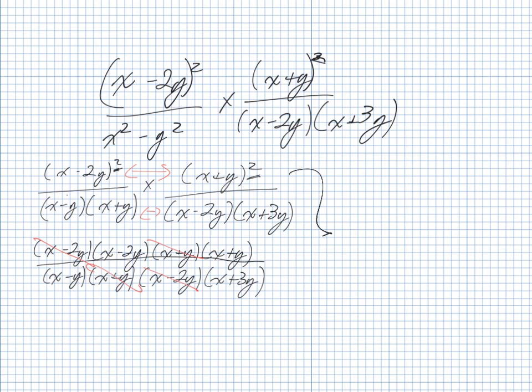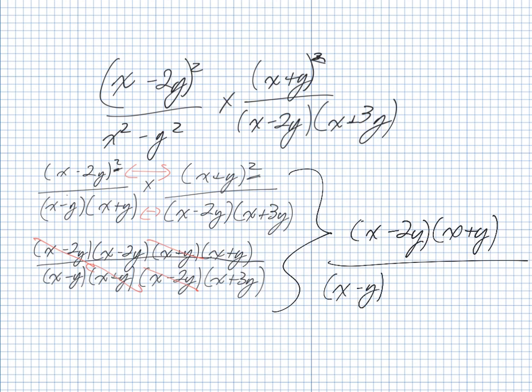Okay, so after we've simplified, on the bottom here, we're left with, geez, I can't see. x subtract 2y. Yeah, thank you. And then x plus y. Perfect. Over x minus y, x plus 3y. Oh, that's it. Perfect. We got rid of 2 on the top, 2 on the bottom.